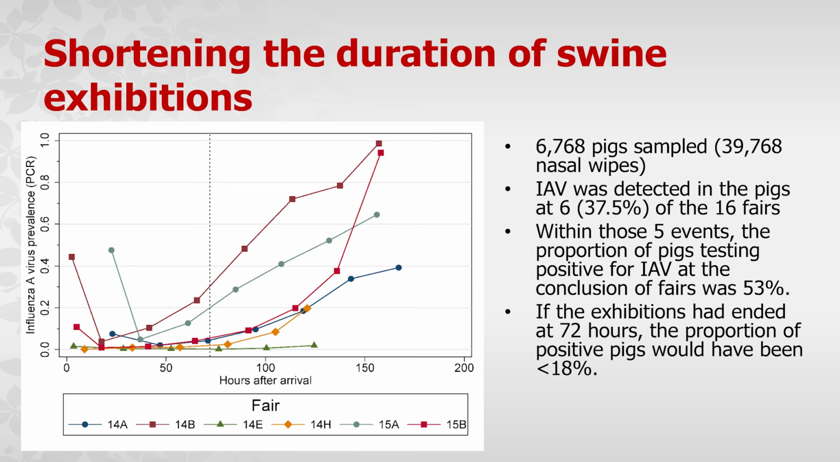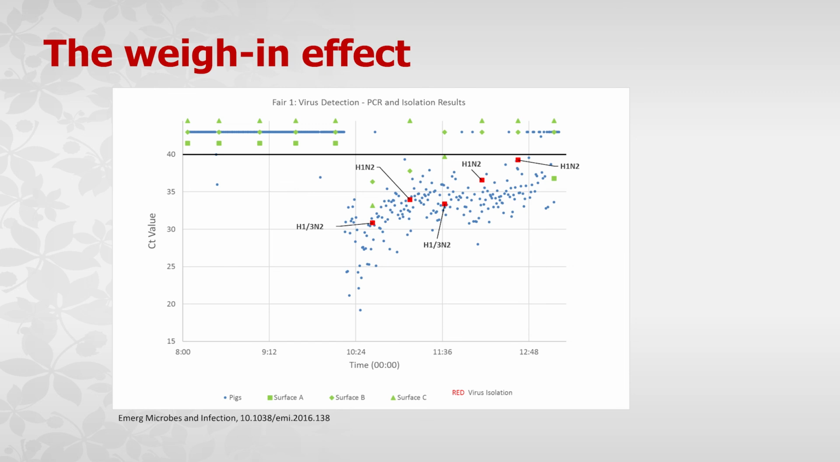The other nice part of this is the buy-in does not need to be at the exhibitor level. I don't have to try to convince every exhibitor to do something to their animal. In this case, the show organizers have control. They could organize their shows to decrease that time to get pigs off the fairgrounds by 72 hours. The next thing we're going to talk about is the weigh-in effect.